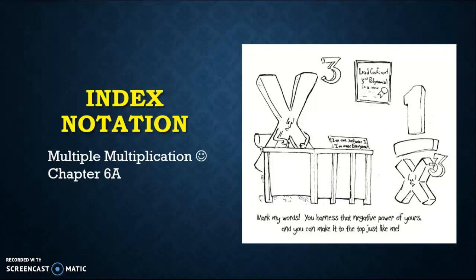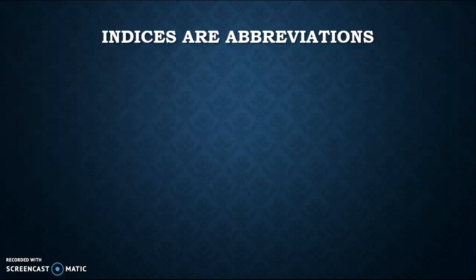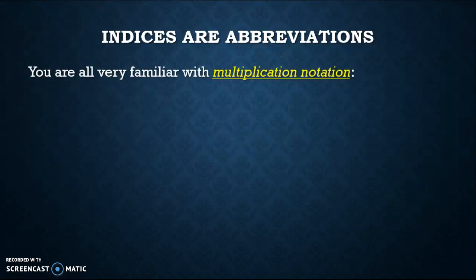Index notation. In this session, we will talk about why we need index notation and how we write it. Let's start with something that we are more familiar with, that is multiplication. What is actually multiplication? Let's look at this expression: 5 plus 5 plus 5 plus 5 equals 20. So you're essentially adding 4 of the 5s together, and that equals 20.